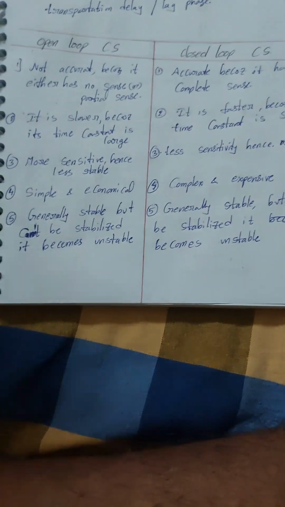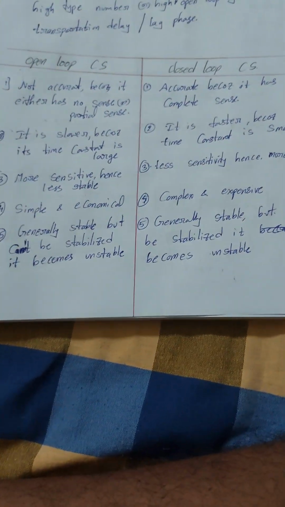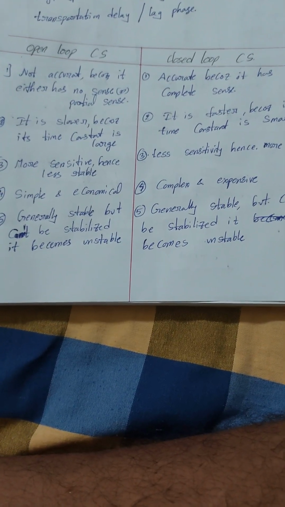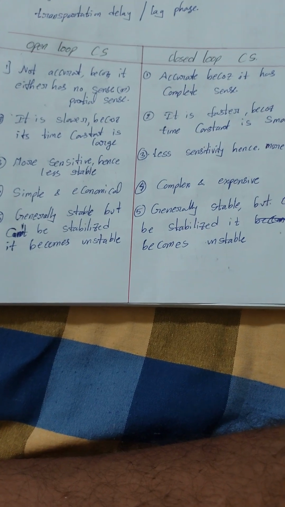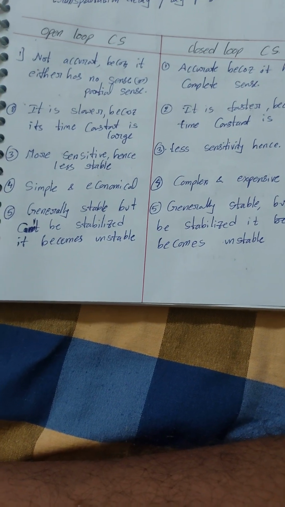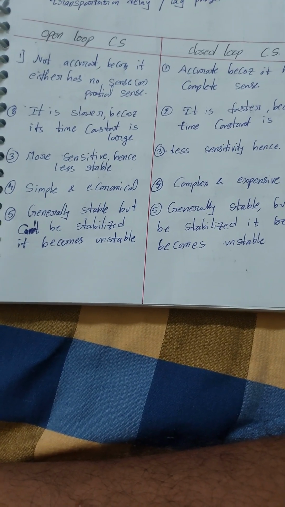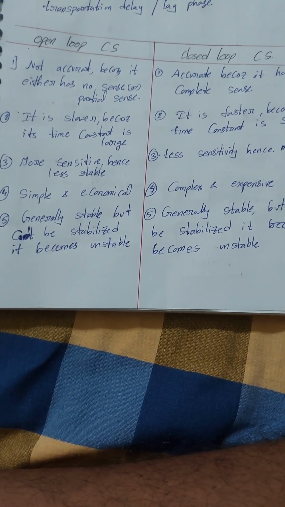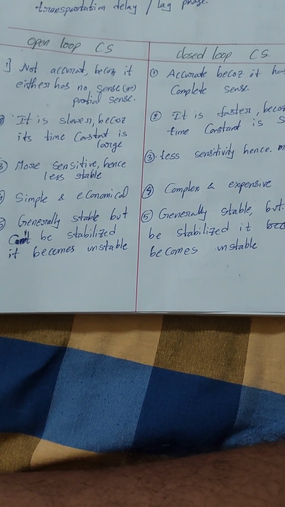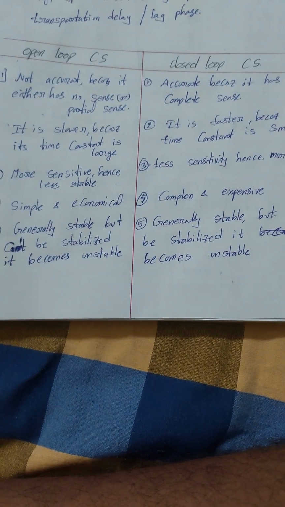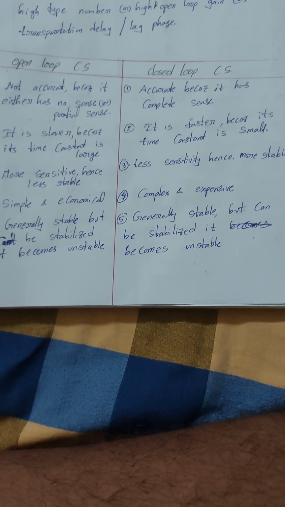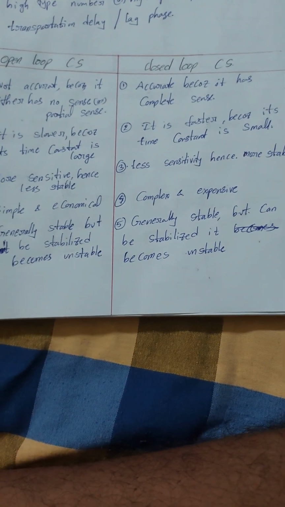I would like to give one example: the washing machine. For the open loop control system, we can take a manual washing machine. For the closed loop, we can take an automatic washing machine. In the manual one, there are three steps: wash, rinse and dryer. We have to stay near the washing machine until the process is done, because it is manual. In the automatic closed loop system, there is no need to stay there. It's automatic.